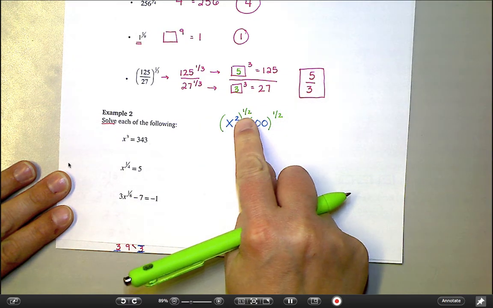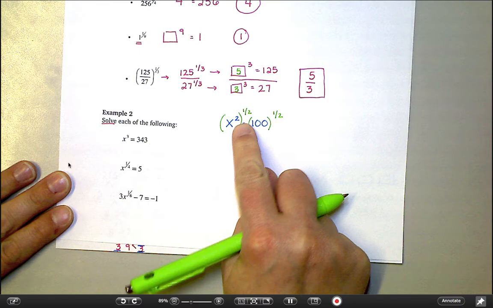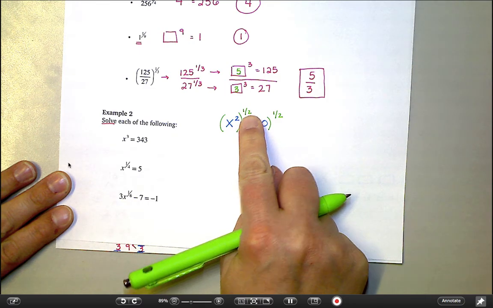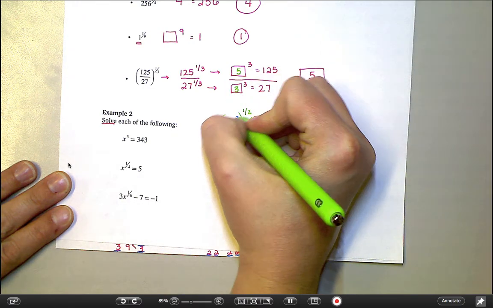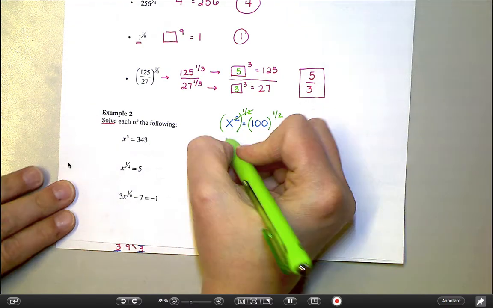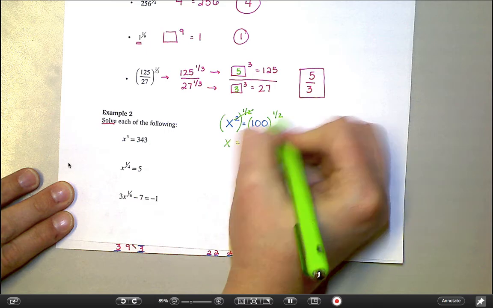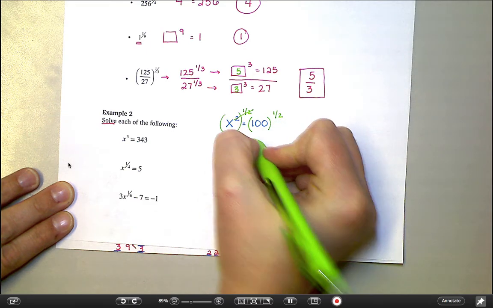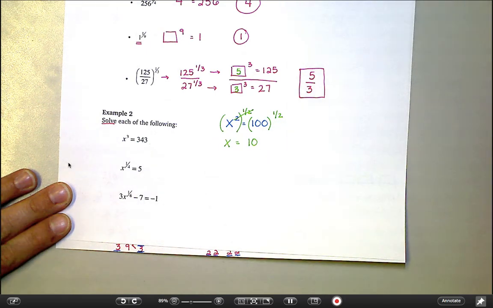If I think about my power rule here, when I raise a power to a power, I multiply. When I multiply these two together, that's just going to make a 1. 2 times 1/2 is just 1. So that gives me x equals, and then 100 to the 1/2 power is 10. Okay?